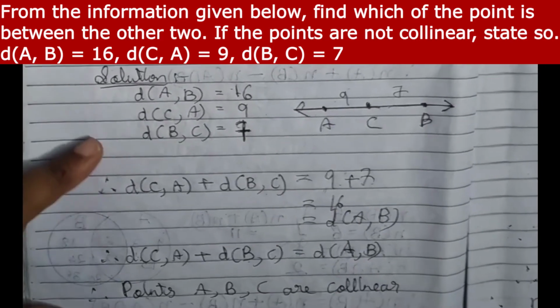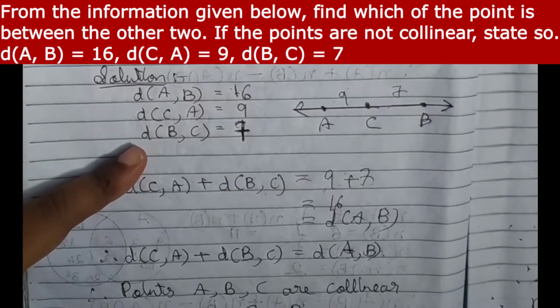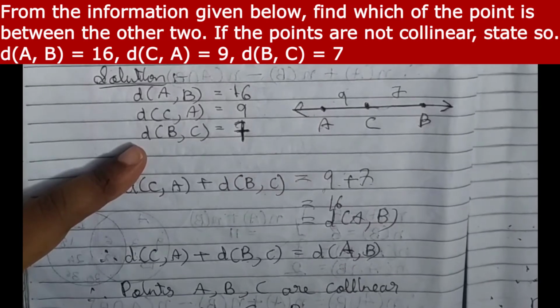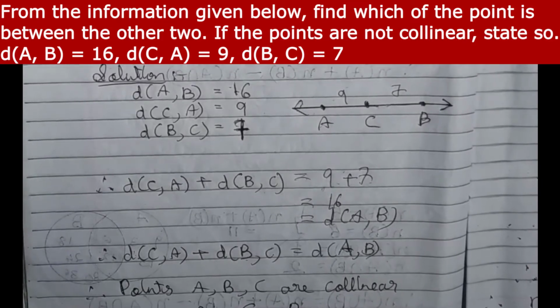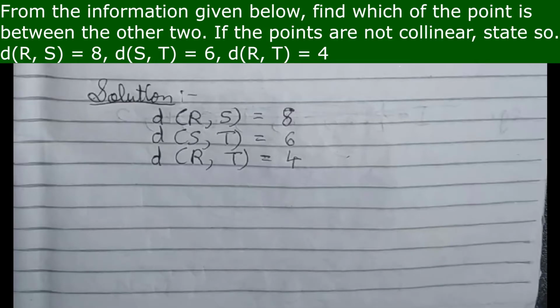So how do you write the betweenness? This is how we write it: the point C is between A and B, that is A-C-B. Now the second one is also the same type.